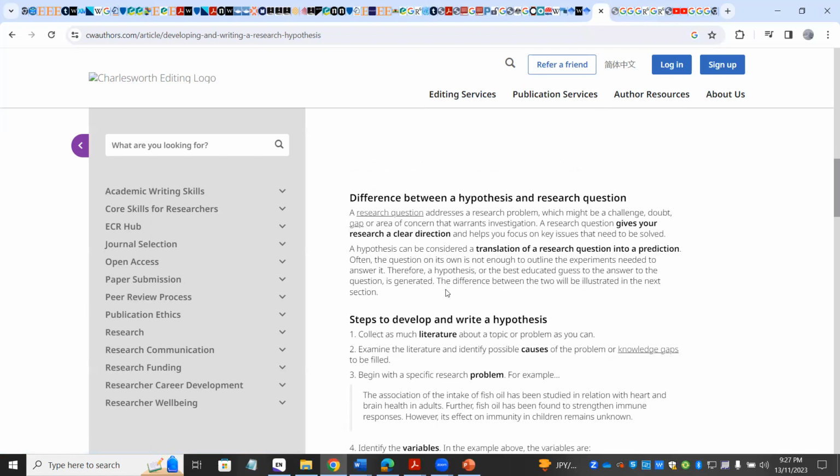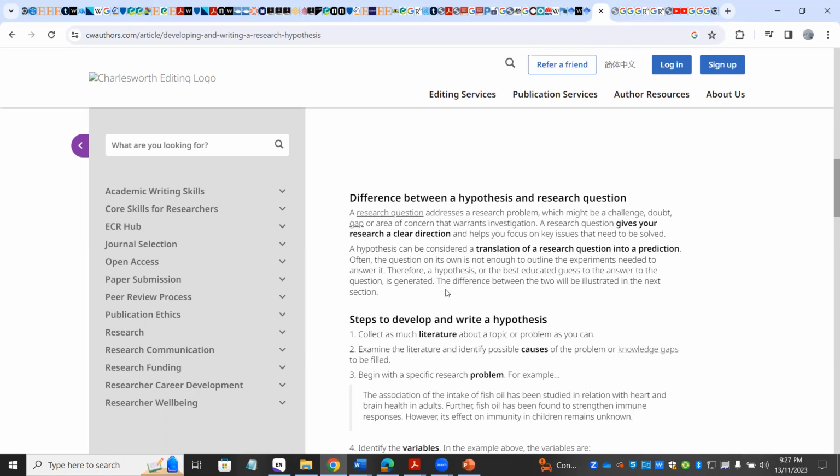Okay, so what is the difference between a hypothesis and a research question? This is a question that many people ask. The research question addresses a research problem, which might be a challenge, doubt, gap, or area of concern that warrants investigation. That's true. A research question gives your research a clear direction and helps you to focus on key issues that need to be solved. So normally a research question and a research problem will motivate you to undertake a study.